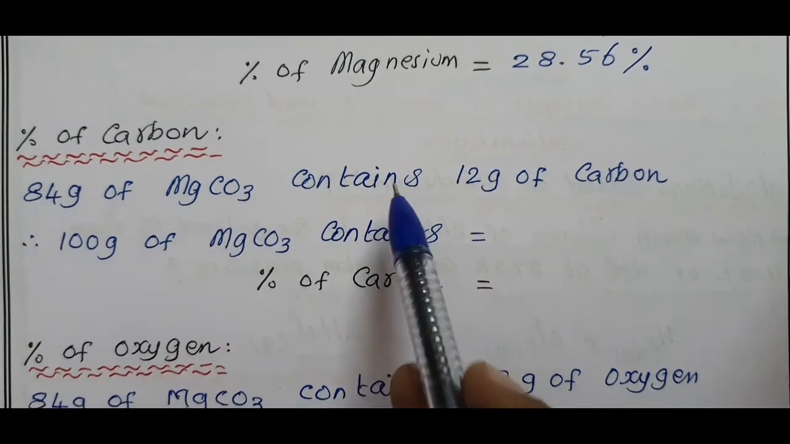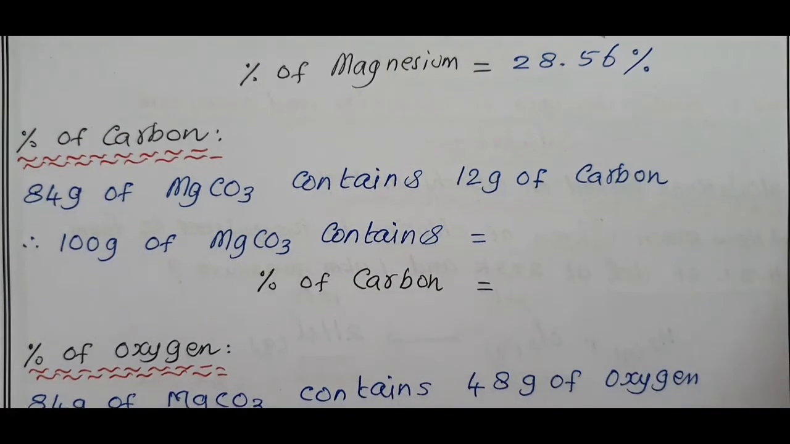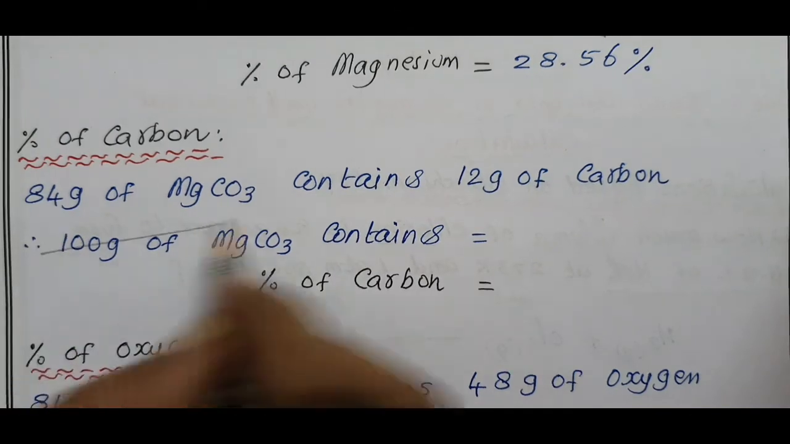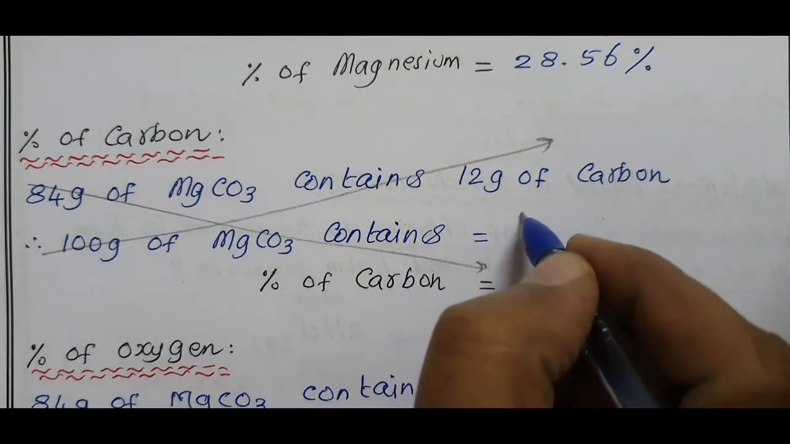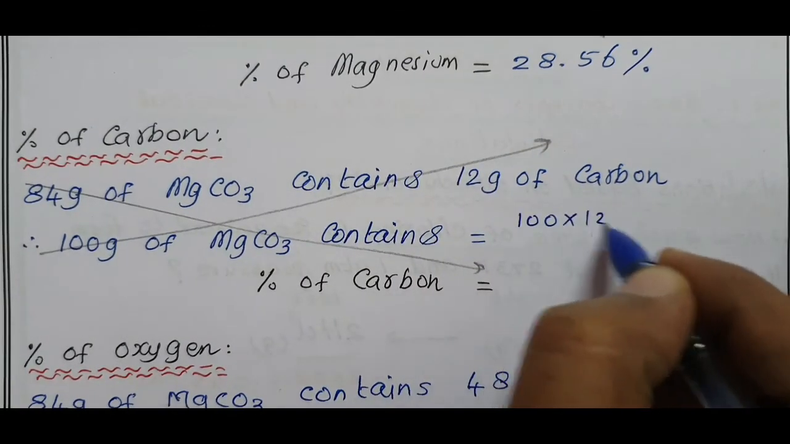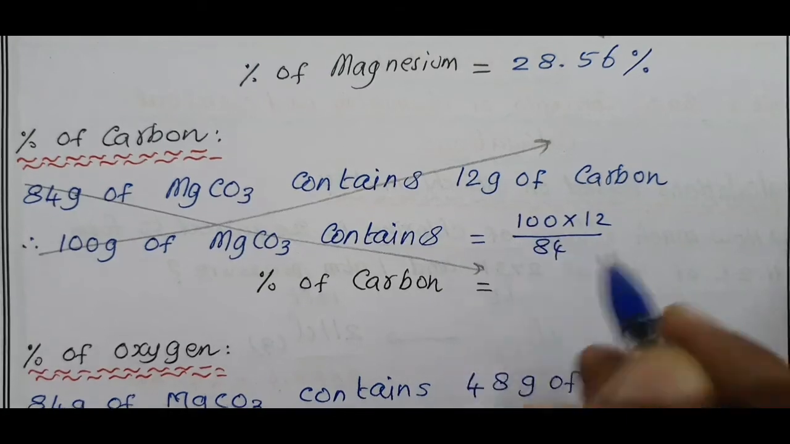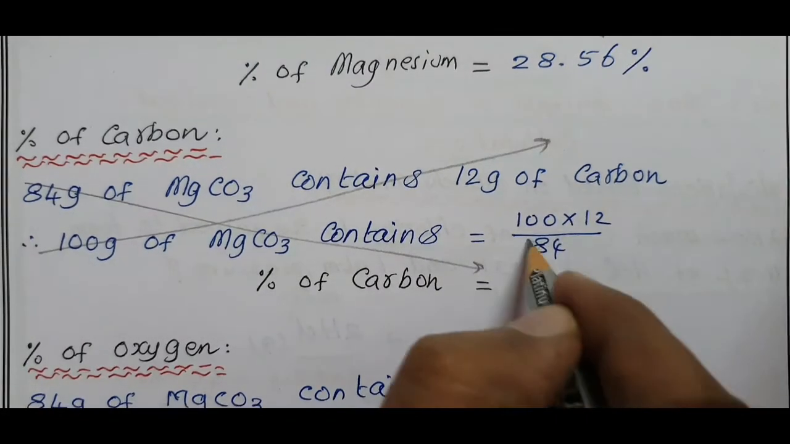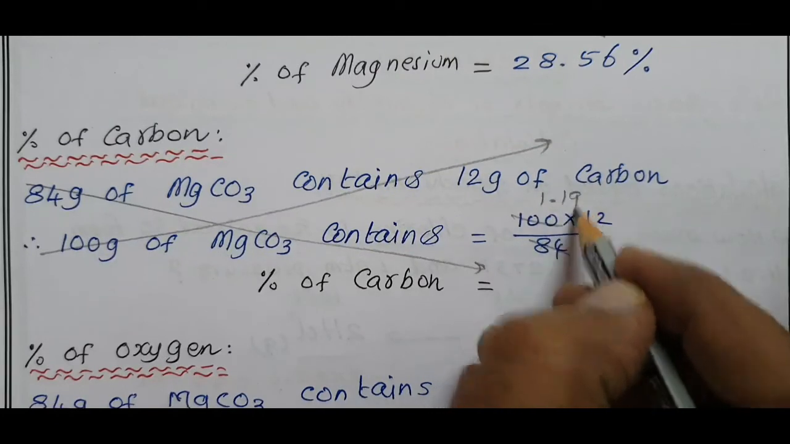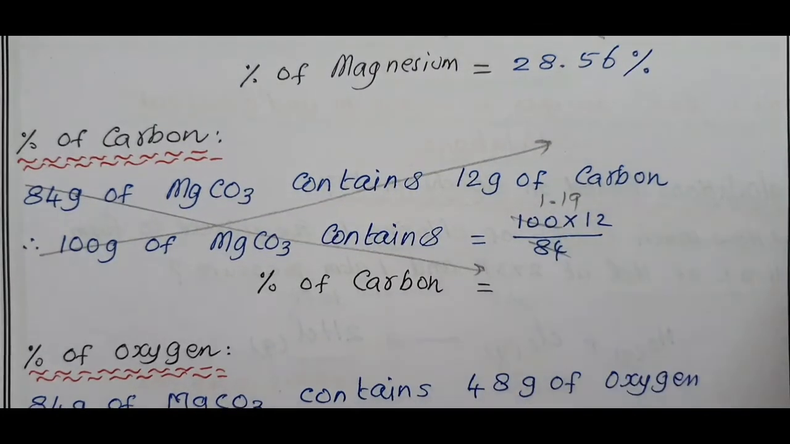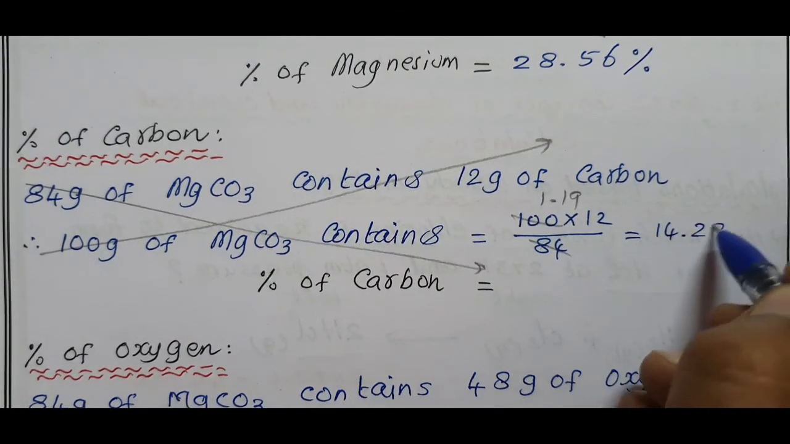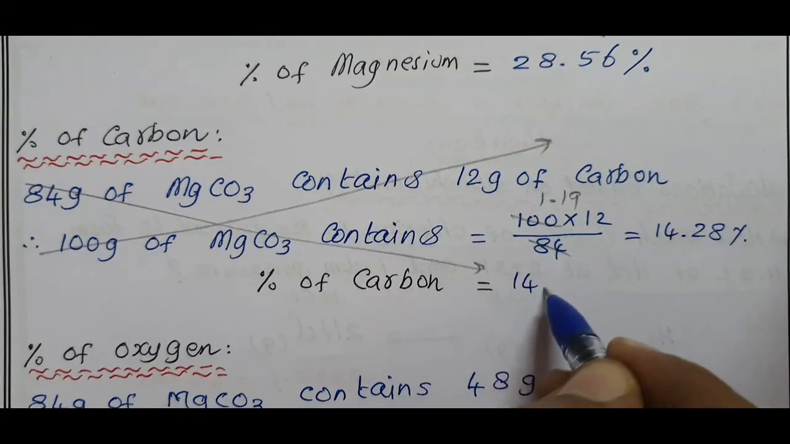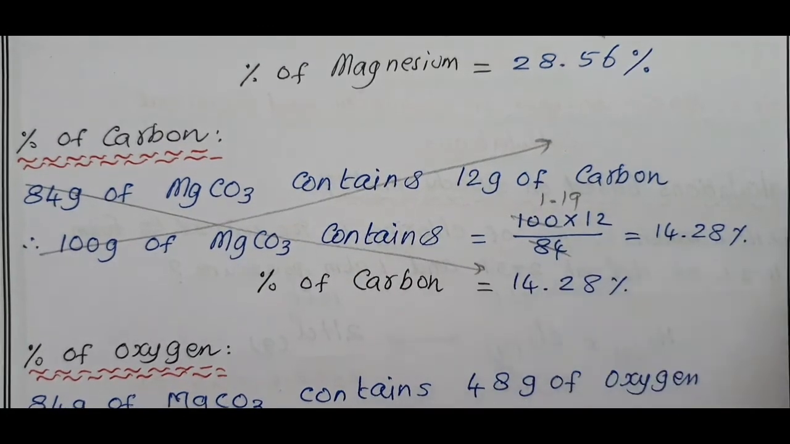84 gram of magnesium carbonate containing only 12 gram of carbon. 100 gram of magnesium carbonate contain, cross multiply divided by 84. So, 100 into 12 divided by 84. As usual, when you cancel these two, we will get 1.19, like in the first problem. 1.19 into 12 equal to 14.28. That is the percentage of carbon in magnesium carbonate.